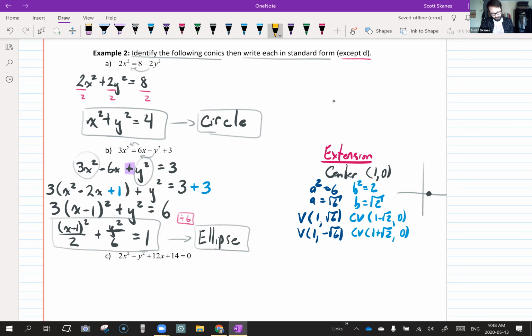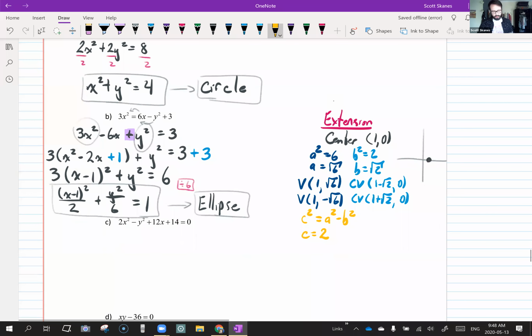The foci, well, we would need c. C squared is a squared minus b squared. That means that c is 6 minus 2, so c is 2. 6 minus 2 and then the square root of that. Again, I'm going quickly because this is just an extension. I wouldn't ask you to do this entire thing in one question, but I want to review it. That means the foci, and by the way, the sketch is kind of like this. Foci are about here and there, roughly. And the shape would look like this.